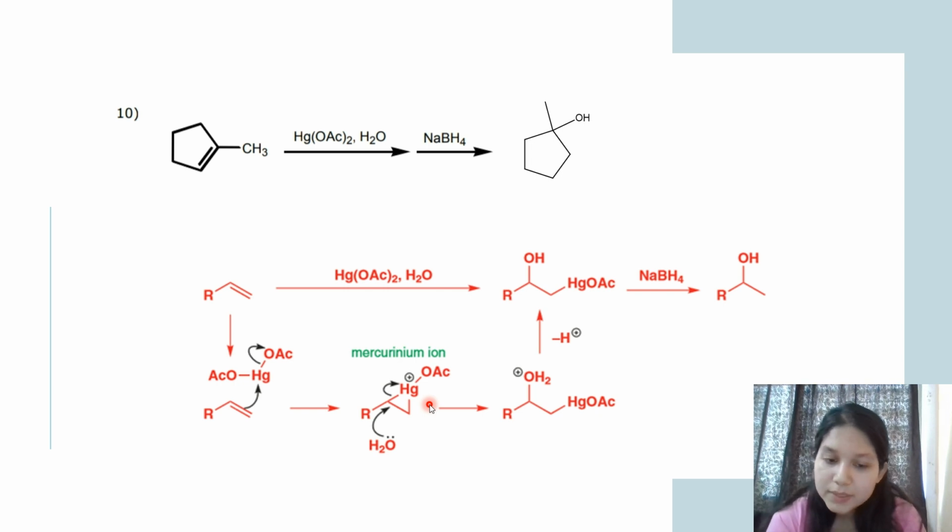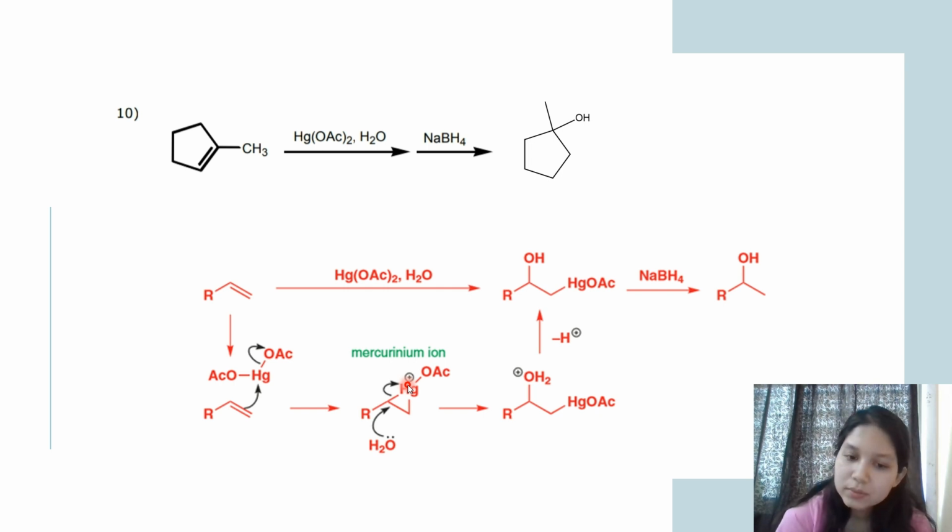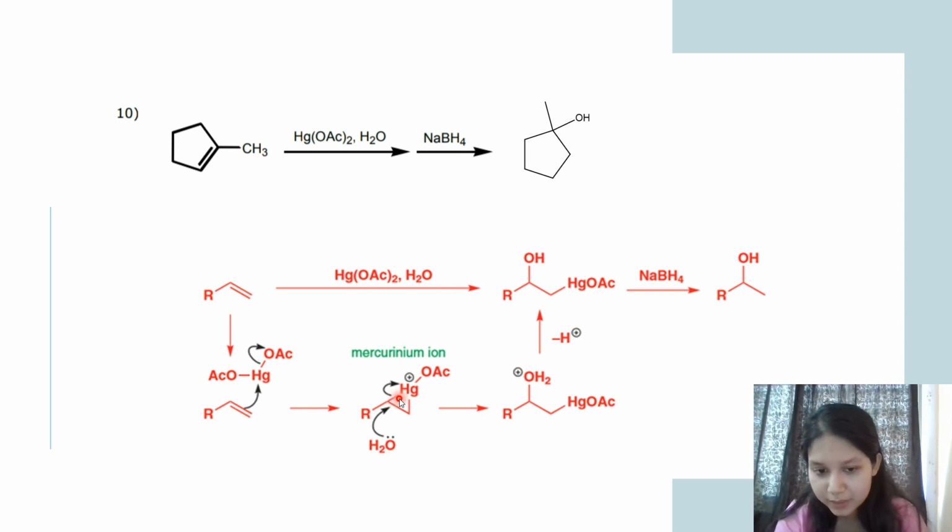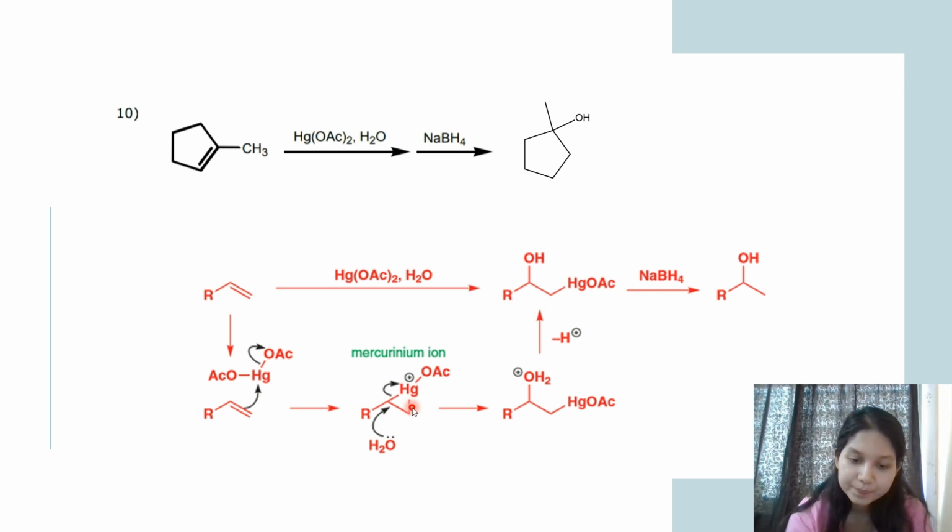So now this mercurinium ion will first open up. Okay, because this three-membered ring is highly strained, so it will try to relax and it will get opened up. In turn, this bond will break. I will tell why particularly this bond will break, not this one. But before that, let us see what happens actually.